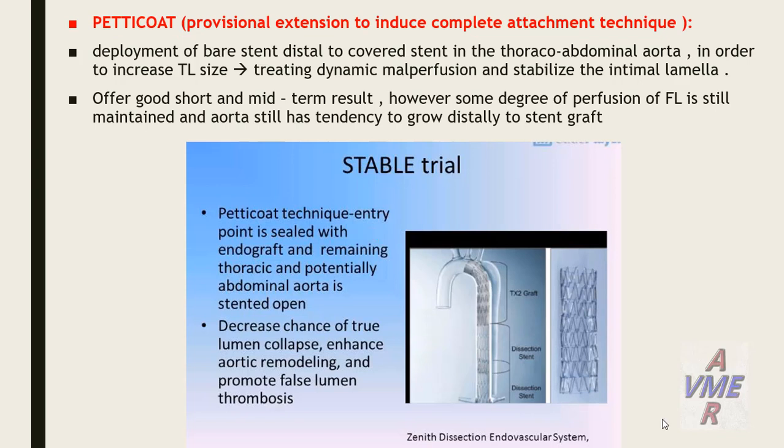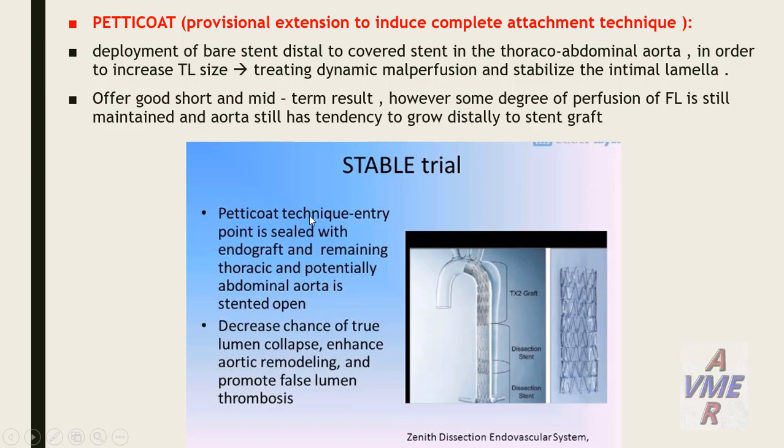We are discussing new techniques in type B thoracic aortic dissection. The PETTICOAT technique, provisional extension to induce complete attachment: deployment of a bare stent distal to the covered stent in the thoracoabdominal aorta in order to increase the true lumen size, treat dynamic malperfusion, and stabilize the intimal lamella. It offers good short-term and mid-term results. However, some degree of perfusion of the false lumen is still maintained, and the aorta still has a tendency to grow distal to the stent graft. This was studied in the STABLE trial.